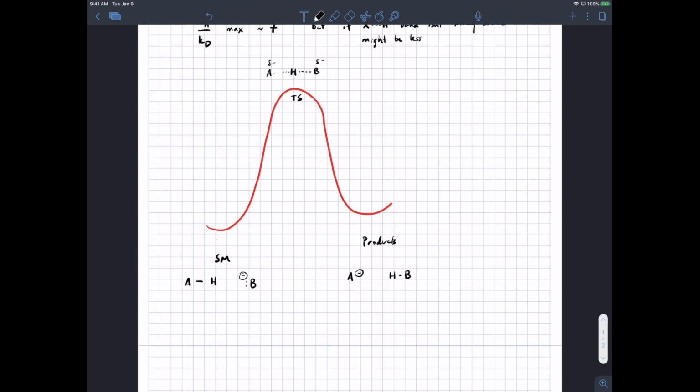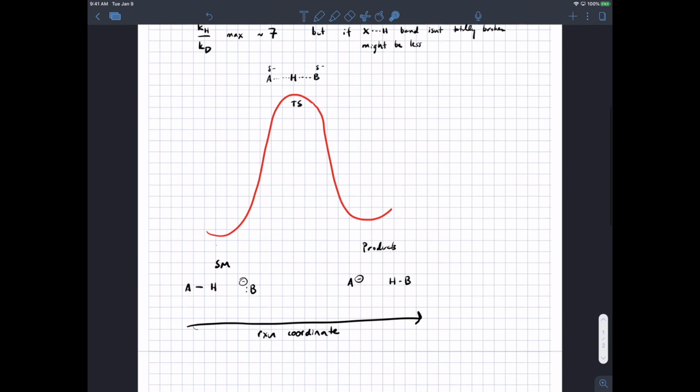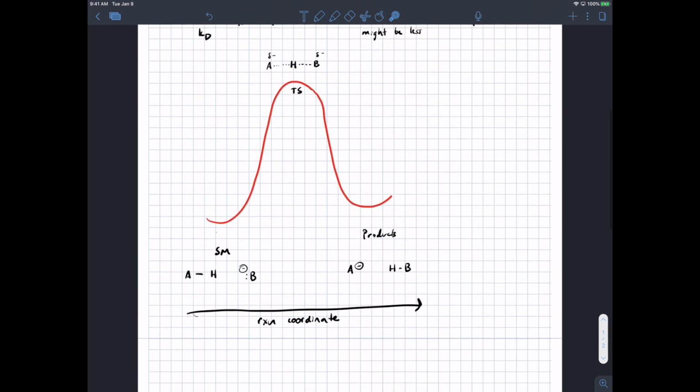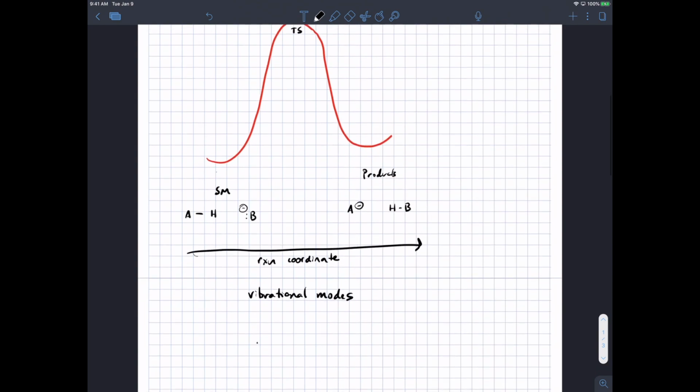Now, on the x-axis is going to be our reaction coordinate, which we could describe in a couple of ways. The reaction coordinate involves movement of the proton from being with A to being with B. And it actually turns out that you can model this reaction coordinate on an interesting vibrational mode that develops as the reaction proceeds.